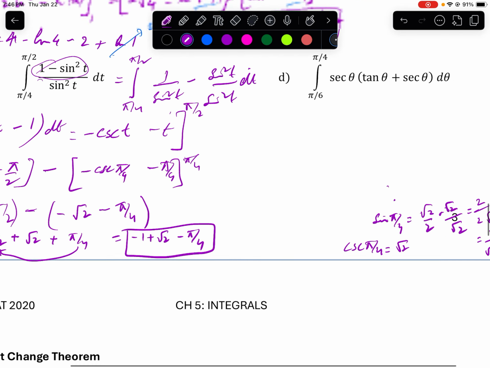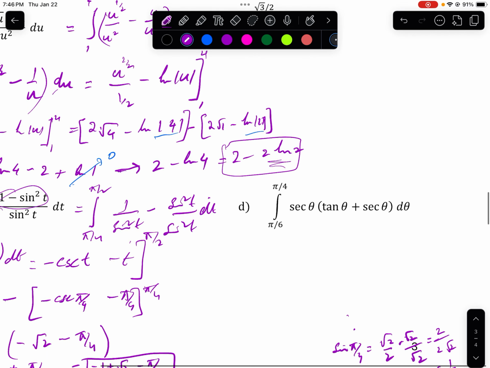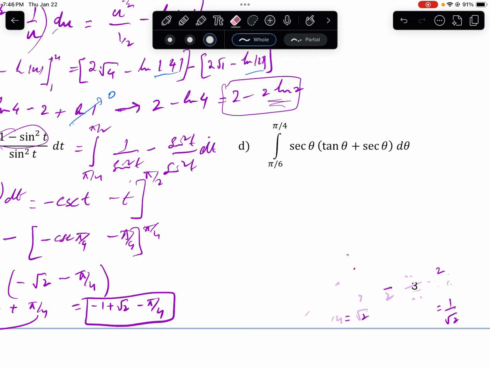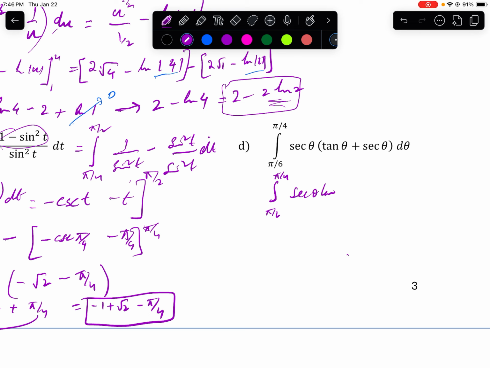So one more and then I will stop. And next thing is, so here, how do we do this one now? I think we did this one in the indefinite integrals. So this is, we write it like pi over 6 to pi over 4. We distribute. So secant of theta times tangent of theta plus secant square theta d theta, which gives you, you can now just anti-differentiate.